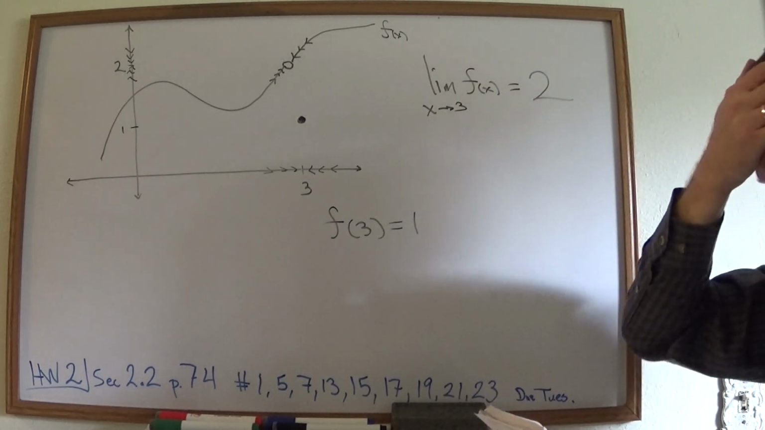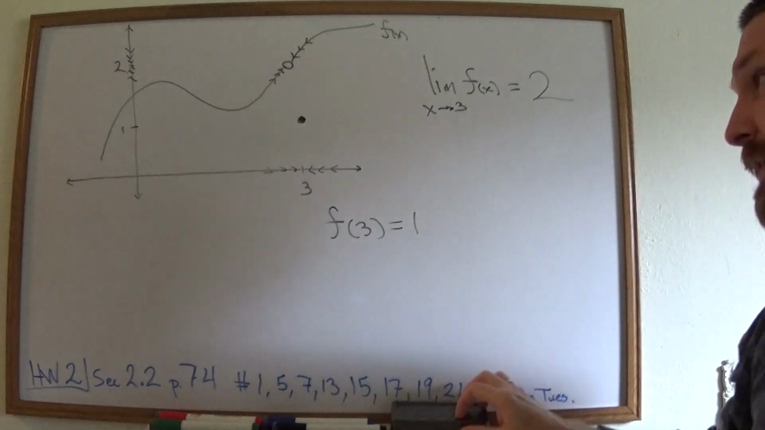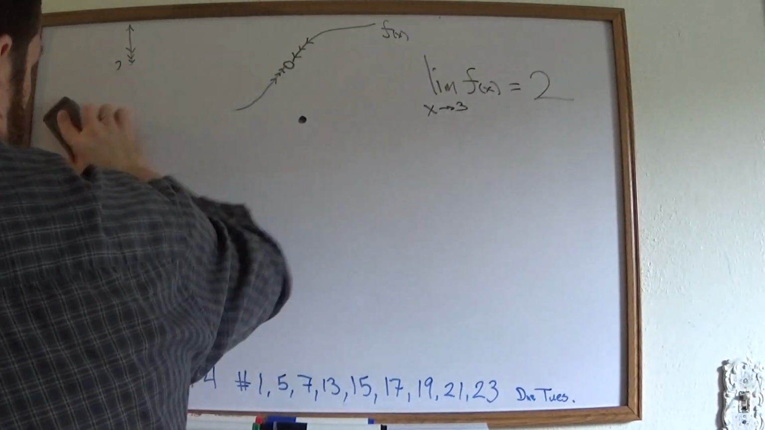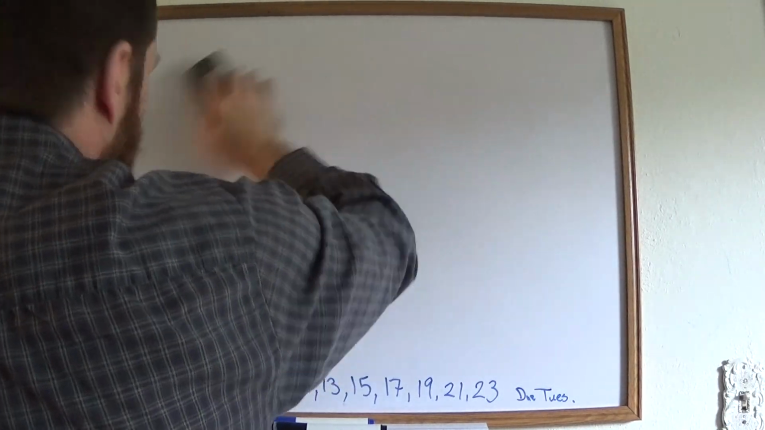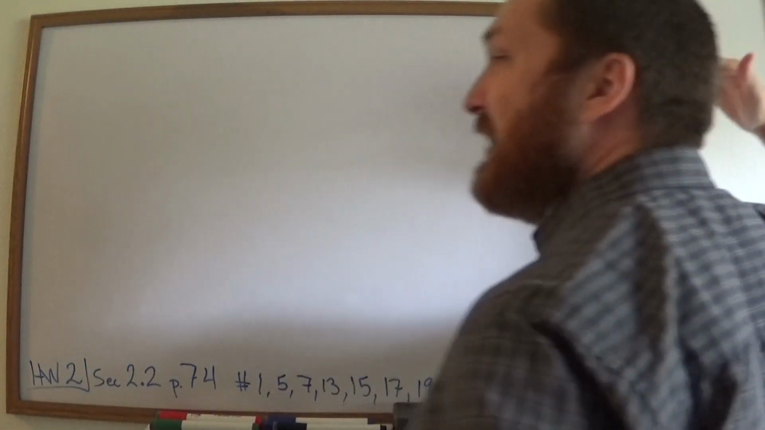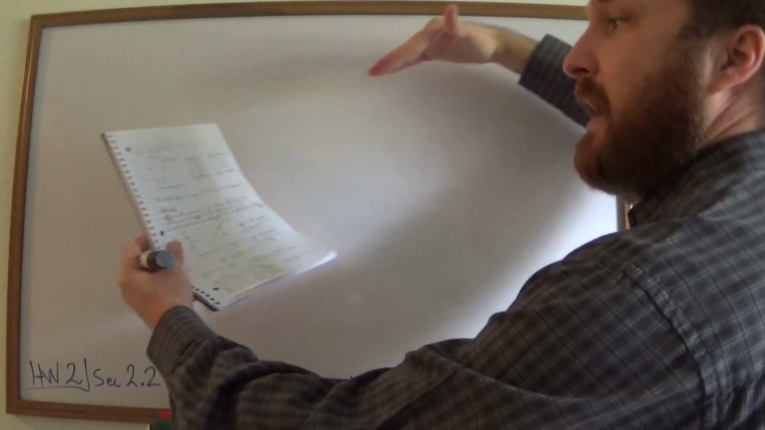Everybody got that? Yes. You're going to have a bunch of that in your homework. They'll give you a graph and they'll say, what's the limit? Well, don't be confused just because there's a jump. All that matters is the behavior as you approach from either side.